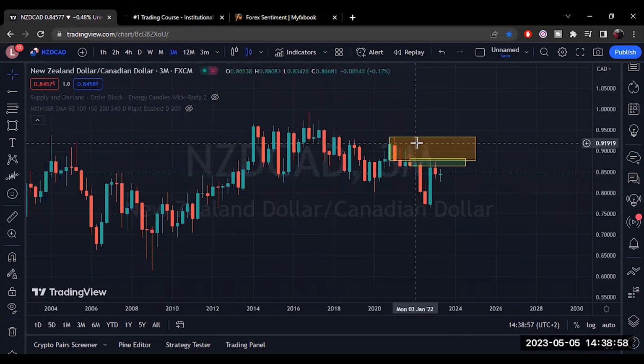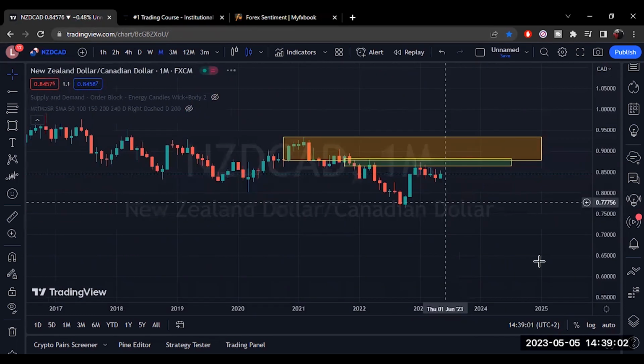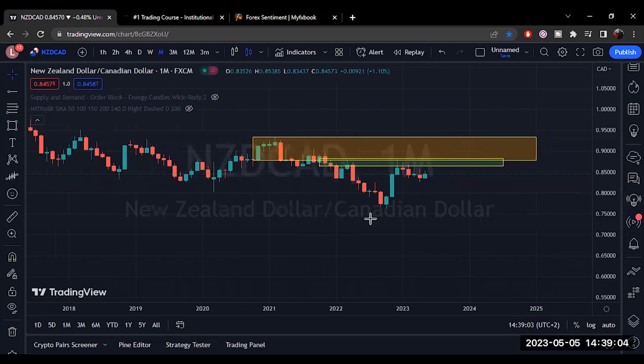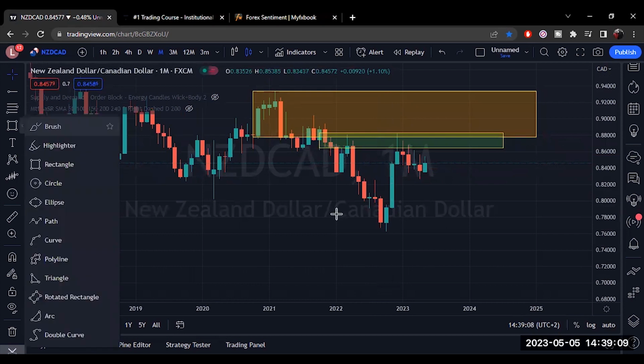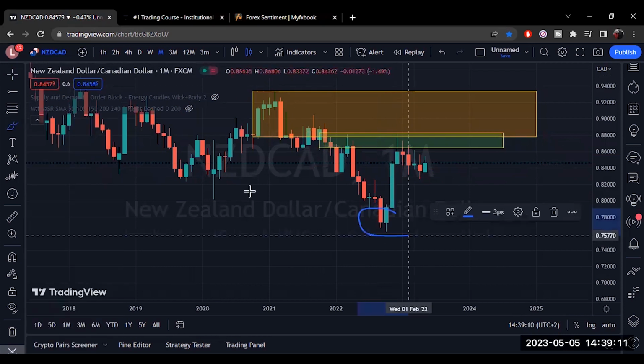So we've got a crowded supply on the 3-month chart. Let's go to the monthly time frame. Don't forget there's that bullish engulfing pattern at the bottom there. This on the 3 months is a clean demand. A clean demand here on the 3-month chart.